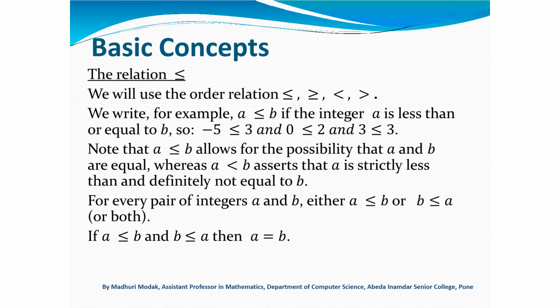Now, one important point about any two numbers a and b or any two integers a and b is that a less than b or a greater than b or a equal to b. Now, for every pair of integers a and b, either a is less than or equal to b or b less than or equal to a or both. And when both happens, it means a less than or equal to b, at the same time b less than or equal to a, then we can say that a equal to b.